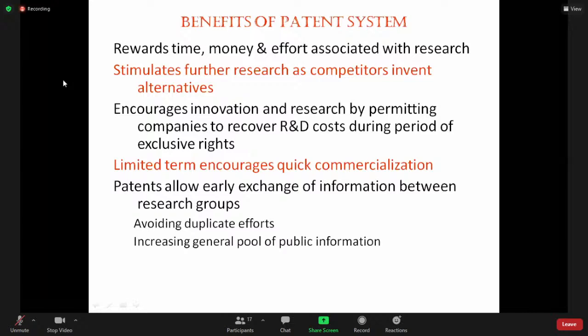It encourages innovation and research by permitting the companies to recover the R&D cost. In the COVID case, Pfizer has not taken any money from the US government, so they have a costly vaccine. Then limited terms encourage quick commercialization, meaning the time is very short, so everything should be commercialized immediately. Then patent allows early exchange of information between the research groups.